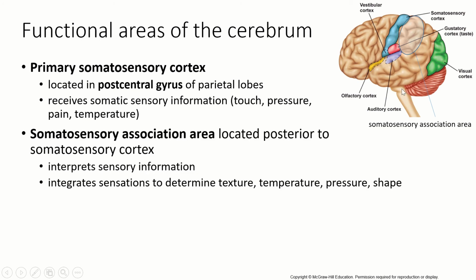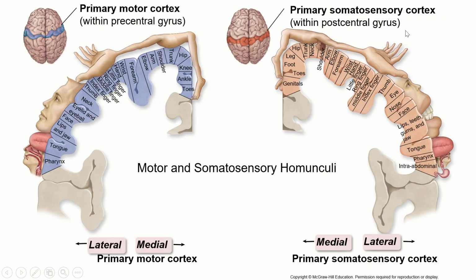It is going to coordinate through the somatosensory association area, which is located still on the parietal lobe, but just posterior to the somatosensory cortex. So again, we have this cortex and association area, the cortex receiving the information, and then the association area processing and integrating that information. So I want to introduce you to this thing called a homunculus. The plural is homunculi. And we have these with both the motor cortex and the somatosensory cortex. And that is that each section of the cortex is dedicated to a specific part of the body.